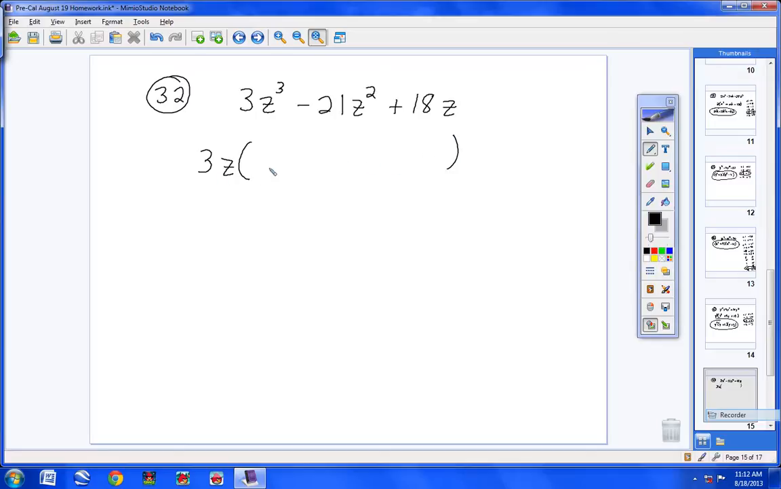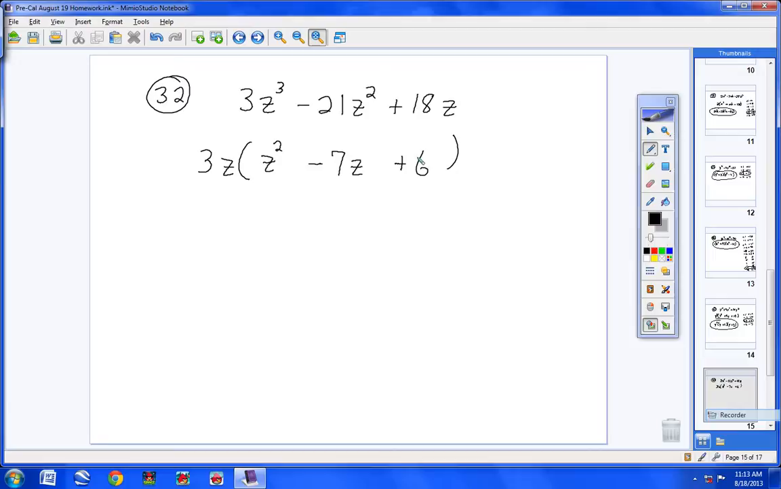Okay, 3z times z squared, right? 3z times z squared will give you 3z cubed. 3z, now watch this. See if this makes sense. -7z. 3 times -7 is -21. Z times z is z squared. And then over here I would put a +6 because 3z times 6 is 18z. So there I've pulled out a 3z. Now I'm left over with a trinomial with a lead coefficient of 1.